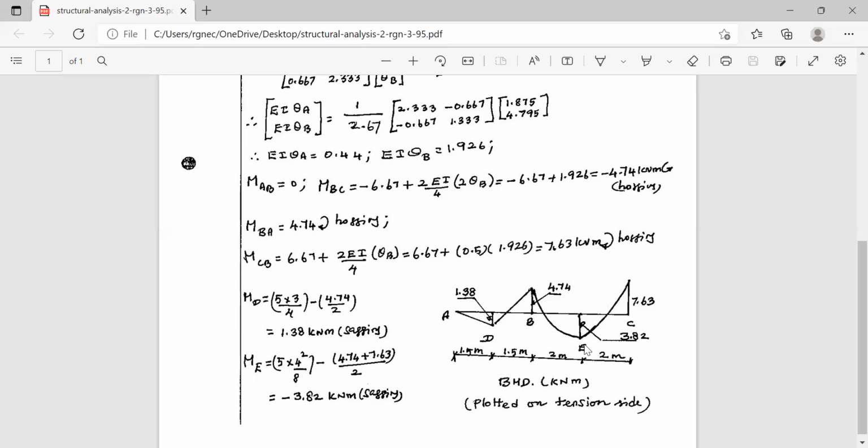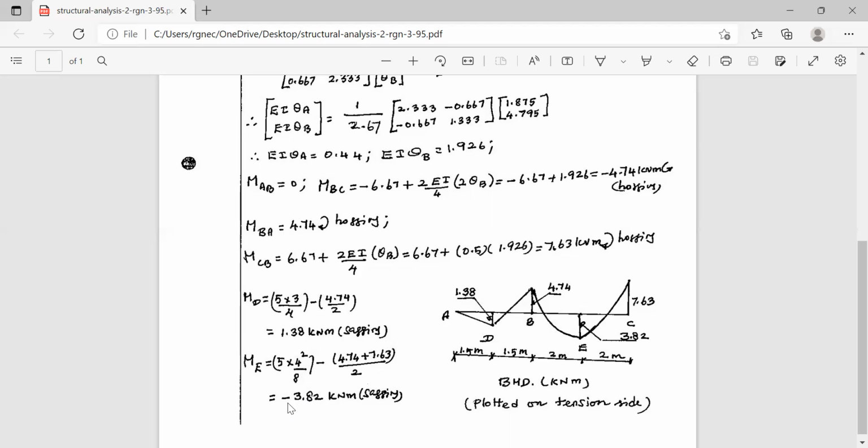E is the middle of the beam BC. Here the fixed moment value will be average of these two. 4.74 plus 7.63 by 2. This is the sagging bending moment. This is the hogging bending moment. And this is greater. Sagging moment is greater. Hogging moment is smaller. And it is equal to plus 3.82 kN/meter.